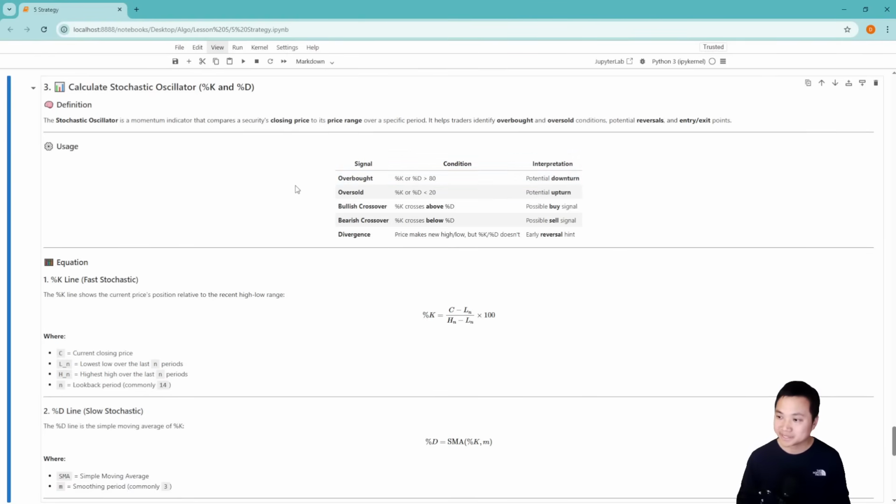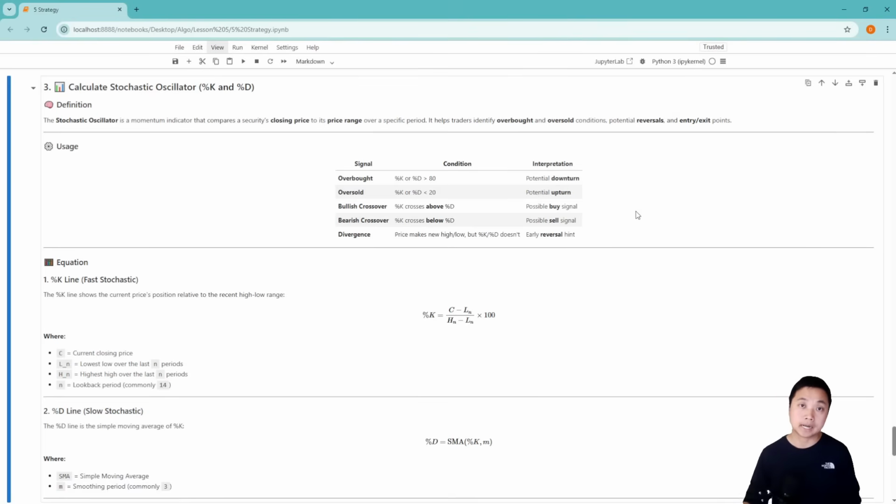When %K and %D move above 80, the market may be overbought. And when %K and %D are below 20, it may be oversold. So in that case, of course, it just indicates a potential downturn or a potential upturn.